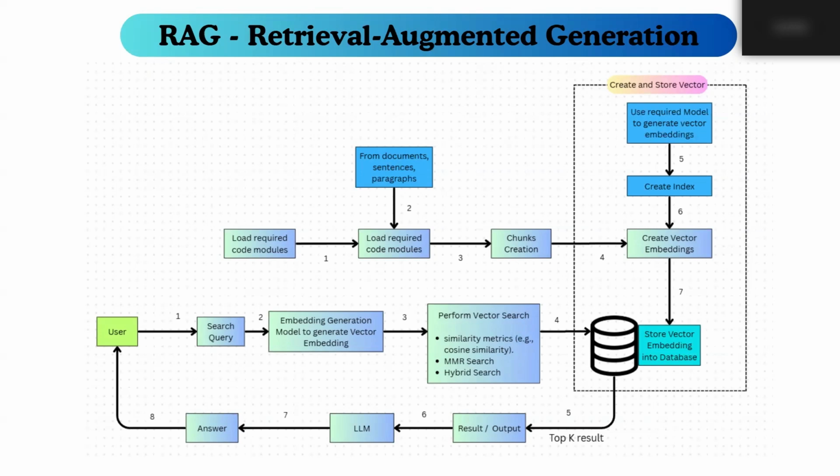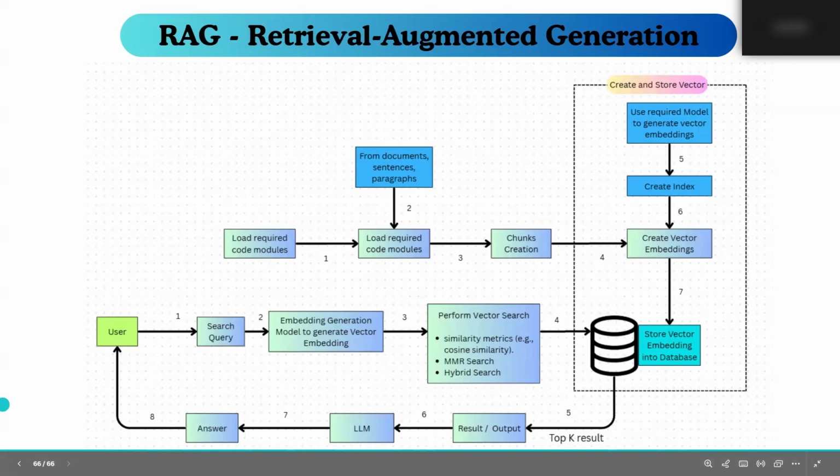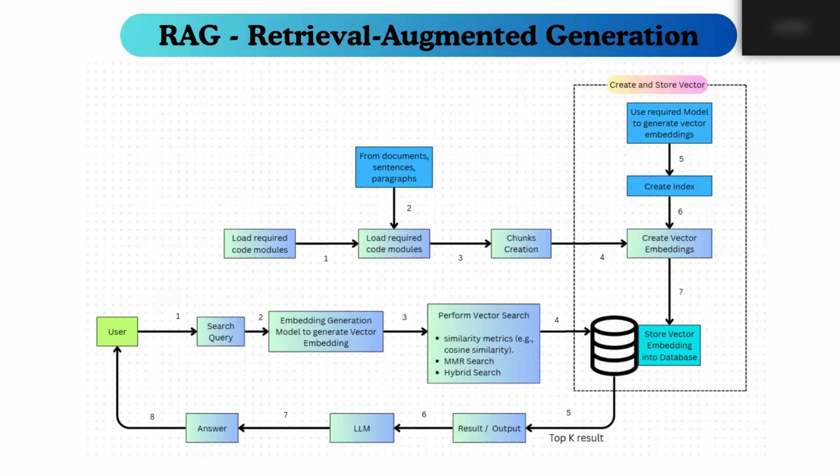Step four is to create vector embeddings. Use a model like one from sentence transformers or OpenAI embeddings to convert each text chunk into numbers, which are called vector embeddings. These embeddings capture the meaning of the text. Now step five is to store these vector embeddings in the vector database. These numerical representations are stored in a vector database such as FAISS, which allows for faster and efficient similarity searches.